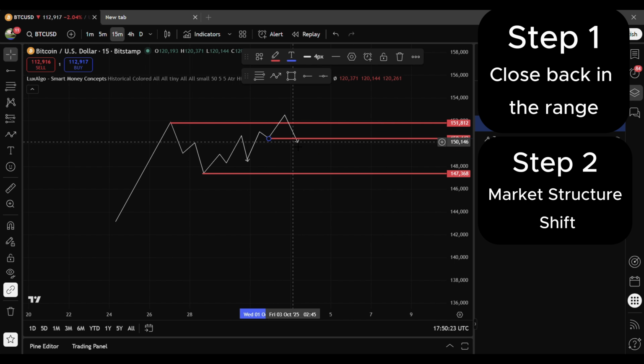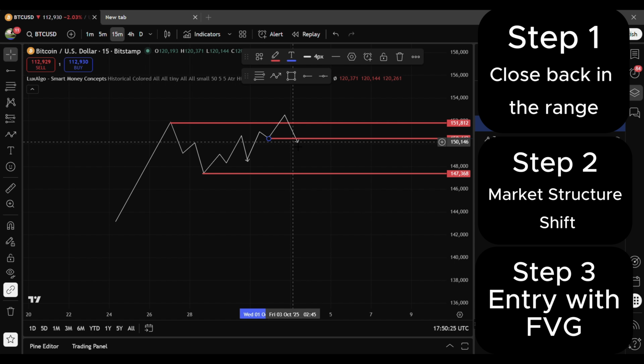And step 3 is basically mark out your entry zone. At this point, you can mark out your entry zone using fair value gap, breaker blocks or order blocks, whichever you prefer to use for entries. You will often see your setup align perfectly with one of these.